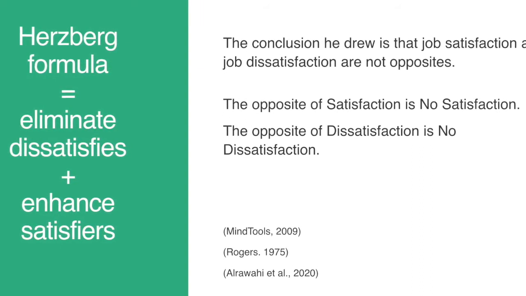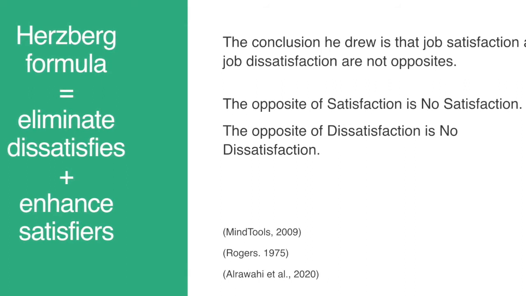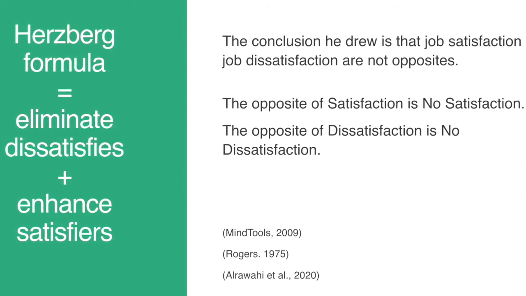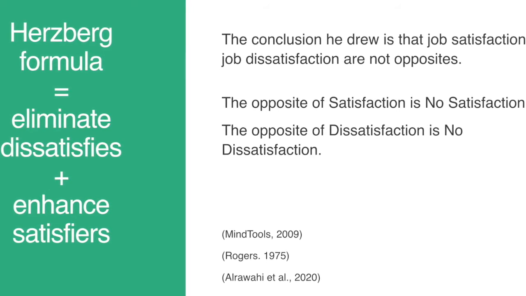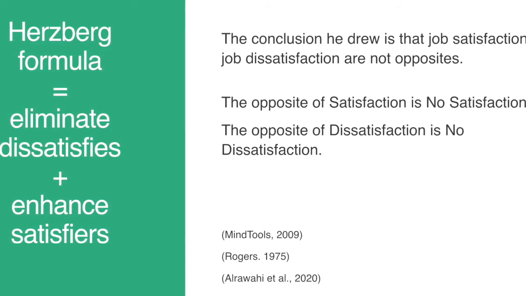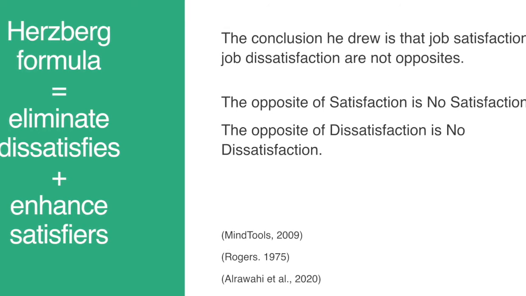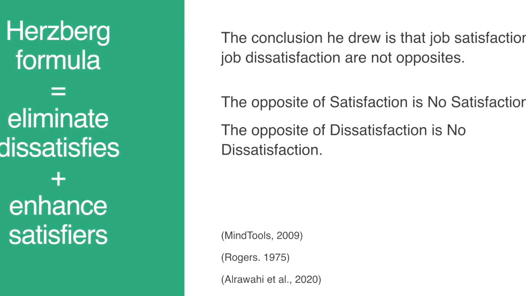In 1975, Rogers said that adequate salary, good working conditions, respected supervisors, and likable co-workers will not produce a satisfied worker. They will only produce a worker who is not dissatisfied. So hygiene levels must be acceptable in order for the motivation factors to become operative.